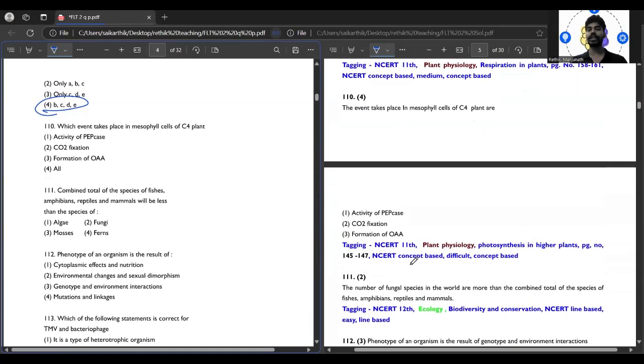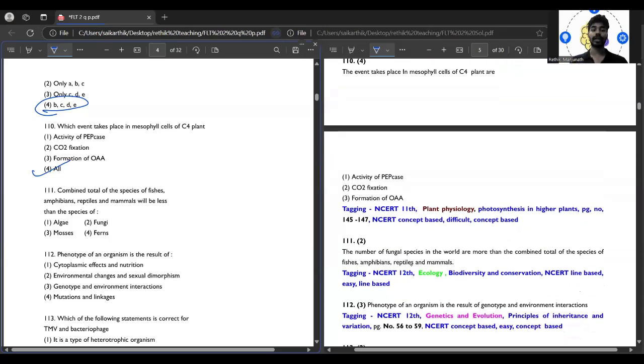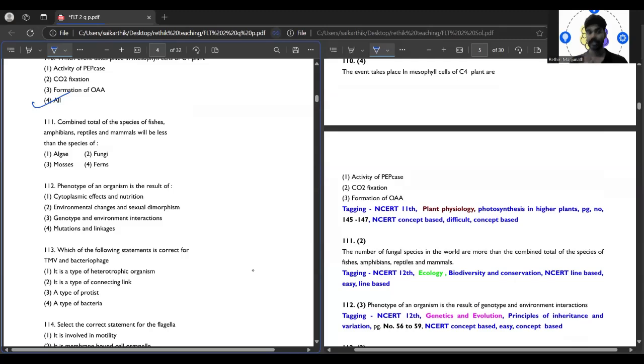Next, 110. Which event takes place in the mesophyll cell of the C4 plant? Do you know what event will actually take place? All the events, right? That is the activity of PEP carboxylase, CO2 carbon dioxide fixation, or the formation of OAA. So everything will take place in the mesophyll cells of the C4 cycle. So option 4.